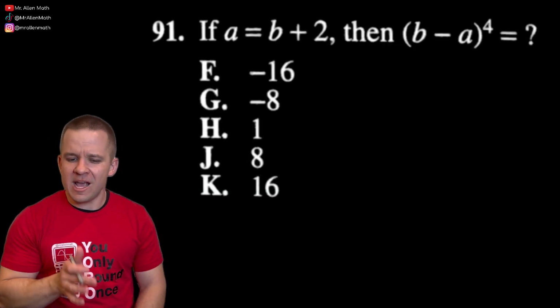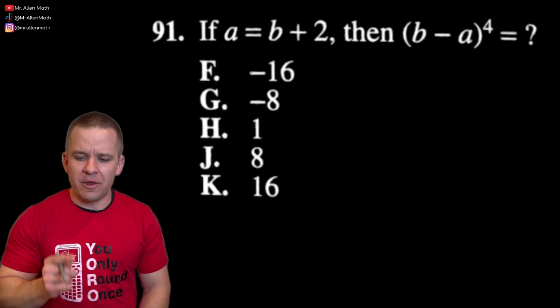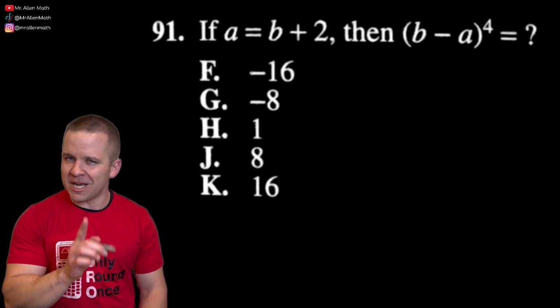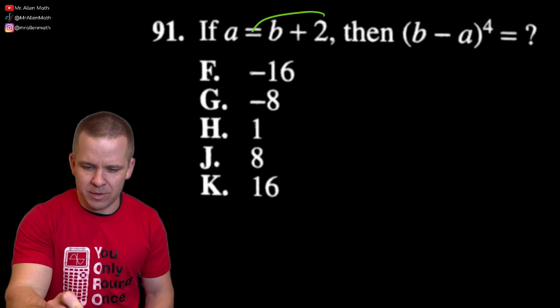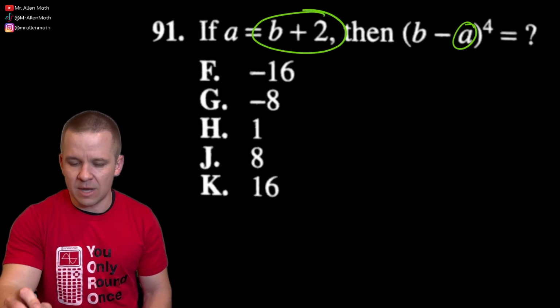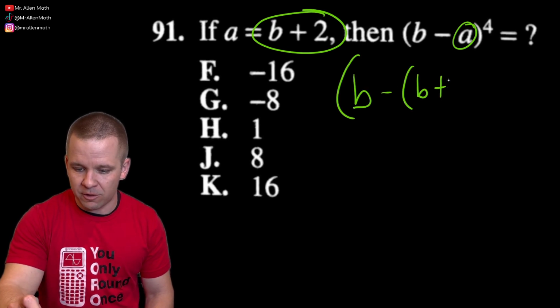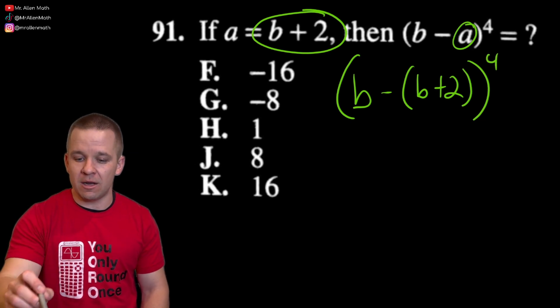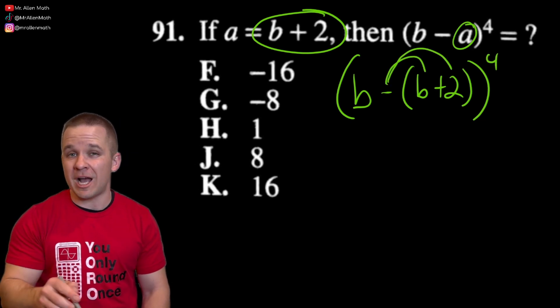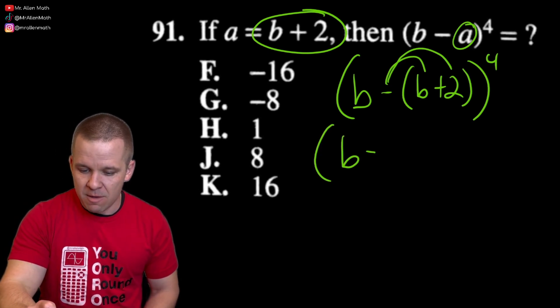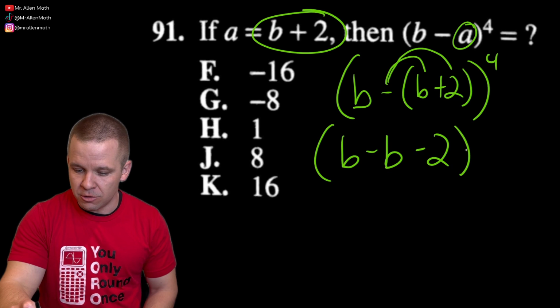So here we have, if a equals b plus 2, then b minus a to the fourth is what? Seems a little weird, but it's actually not that bad. Let's take this b plus 2, sub it in for a, shall we? So I'm going to have the quantity b minus, and whenever I substitute, you definitely want to add parentheses around what you're substituting in, because that distribution of the subtraction needs to happen there, or distributing a -1 essentially. So now I have b minus 2 to the fourth.